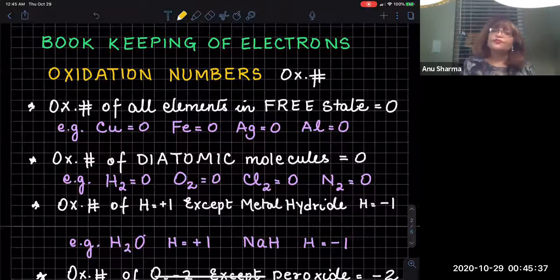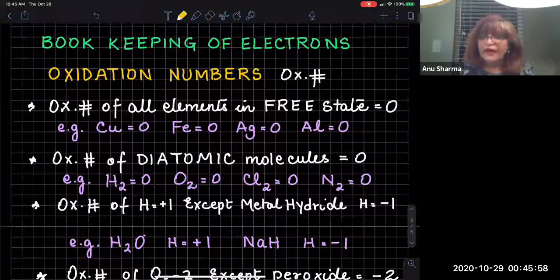Oxidation numbers are pretty much like the valence and the charges. It's just pretty much that, but there might be a few exceptions. One of the exceptions is, as you can see, the oxidation number of all elements in a free state is 0, which literally means that the electrons are not moving.